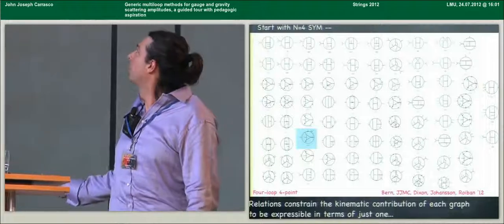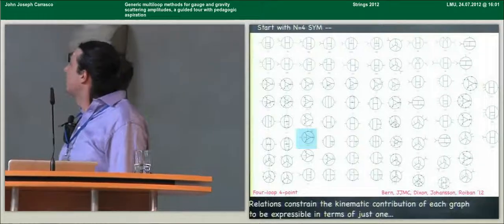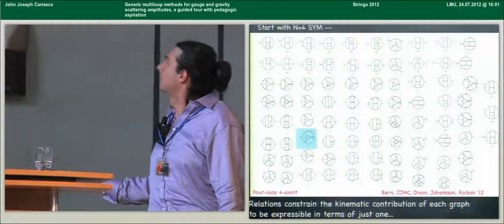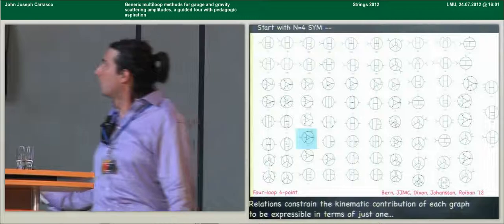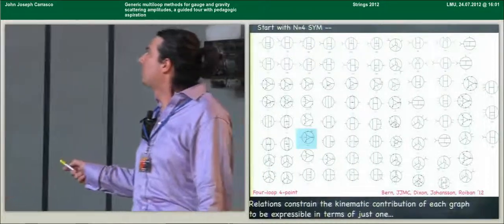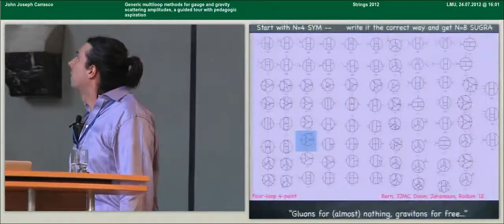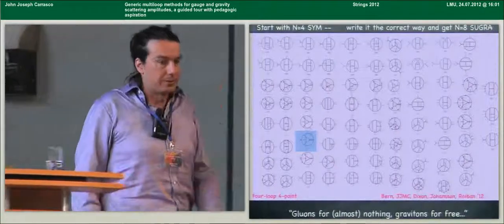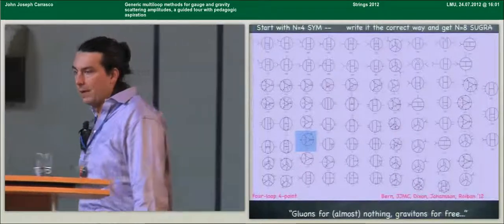So this is 4 loops. These are all the cubic graphs that contribute at 4 loops. And these relations constrain the kinematic contribution of each graph to be related to just this one. So when you go after the information from the theory to build this amplitude, you need to go after the information in this one in the right way. And the relations propagate that to the entire scattering amplitude. And as a byproduct, you get N equals 8 supergravity, trivially, as a double copy of the contributions graph by graph.